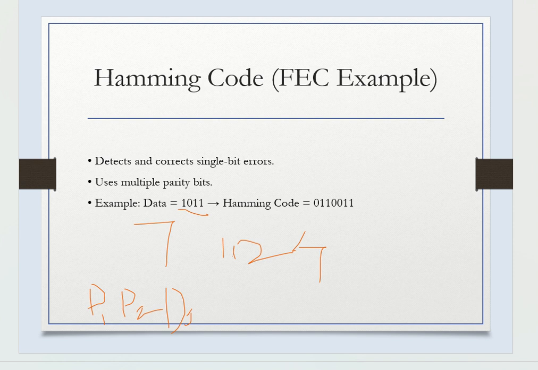Set each parity bit to make the total number of 1s even in its group. Then P1 is 0, P2 is 1, and P4 is 0. Then the final encoded data is 0, 1, 1, 0, 0, 1, 1.